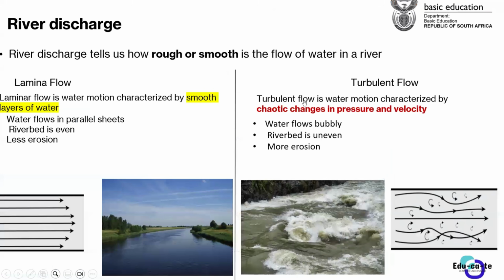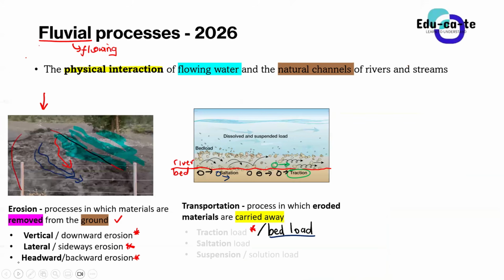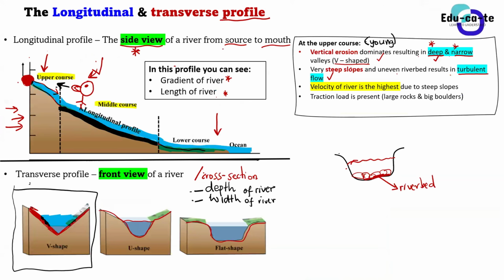But basically, the turbulent flow is a motion of water that is characterized by chaotic changes in pressure and velocity. So water is splashing and splashing. That's what happens at the upper course of the river. At the upper course, the river flows chaotically. The river flows with roughness. It is because the slope is very steep and also there's an uneven riverbed.